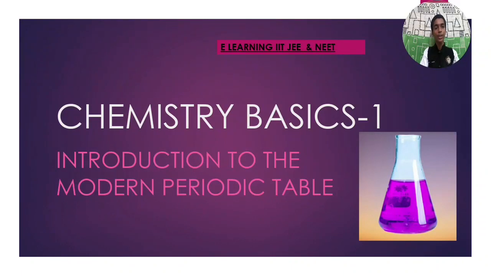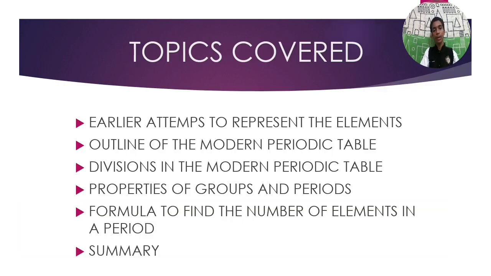Welcome to E-Learning IIT JEE and NEET. Today we are with Chemistry Basics Part 1, that is Introduction to the Modern Periodic Table. Today we are going to cover earlier attempts to represent the elements, outline of the modern periodic table, divisions in the modern periodic table, properties of groups and periods, and formula to find the number of elements in a period, and at last we are going to sum up all the things.